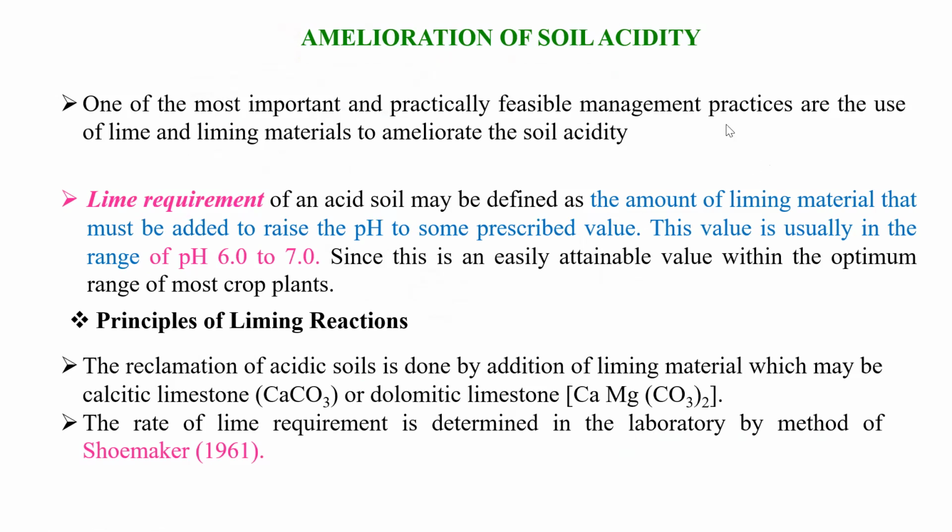Amelioration or reclamation of soil acidity. For reclamation of soil acidity, mainly liming is required, so the lime requirement of acid soil should be determined. Lime requirement is the amount of liming material, the amount of lime, which is added to the acid soil in order to raise the pH to a range of 6 to 7. That is known as the lime requirement of acid soil.